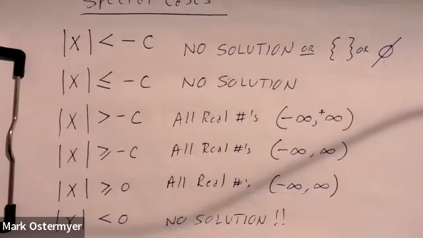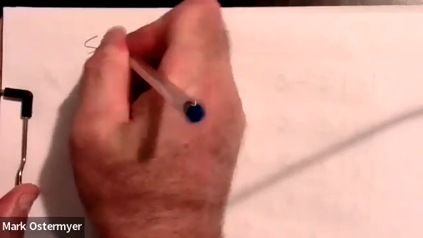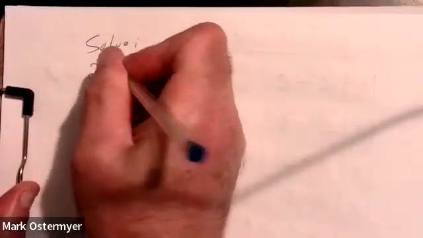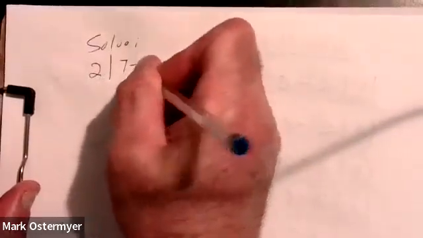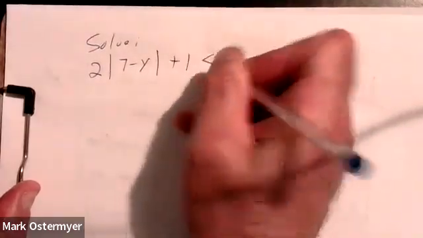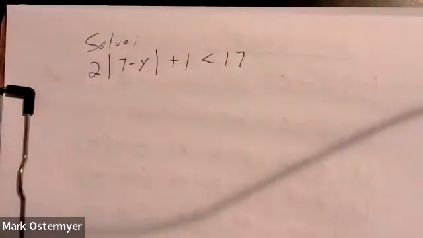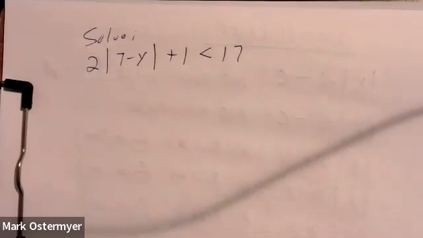All right. Well, let's just start working on a couple. See if we can solve some of these things. So let's try this one here. I have 2 times the absolute value of 7 minus y, plus 1 is less than 17. I want to solve this absolute value inequality.